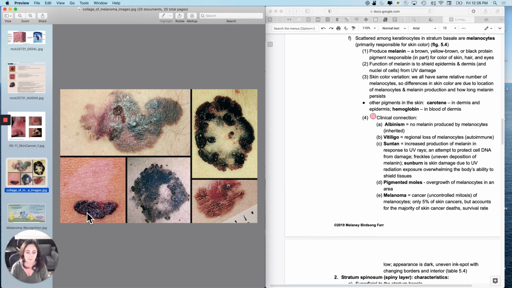So if you have anything that looks anything like these, or if you have a mole that looks like it's changing, you definitely want to get it checked sooner rather than later, because you can, of course, survive a melanoma. Typically, the treatment is very, very aggressive because these cancers are really aggressive, but catching them early is way better than catching them late. Okay, and that is it for the stratum basale.